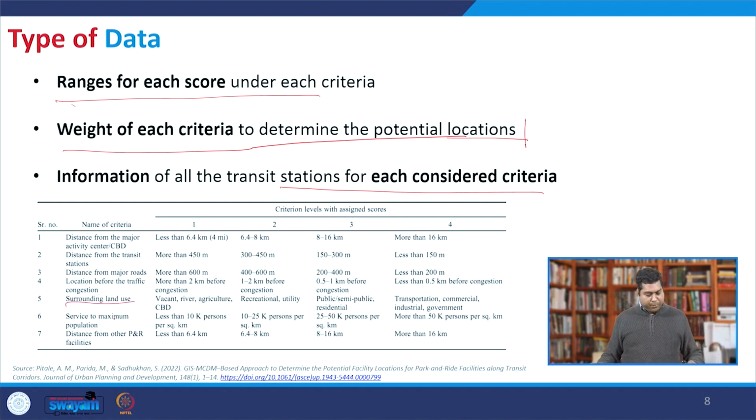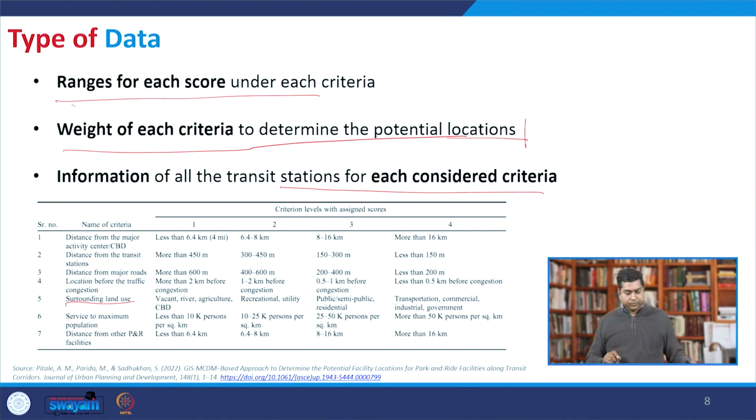Service to maximum population and distance from other PNR, because that is something creating a competition, where if you have too many parking lots in a nearby area, then definitely the utilization of those will not be uniform, and then obviously there will be underutilization. So for that different labels were set.